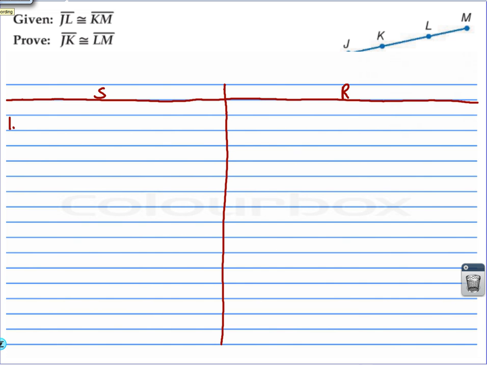Here we're given JL is congruent to KM. JL, everybody sees JL there, is congruent to KM. This line segment is congruent to this line segment. And we're trying to prove that this little line segment JK is congruent to this little line segment LM. Plan? Tell me something you noticed. Any observations there?